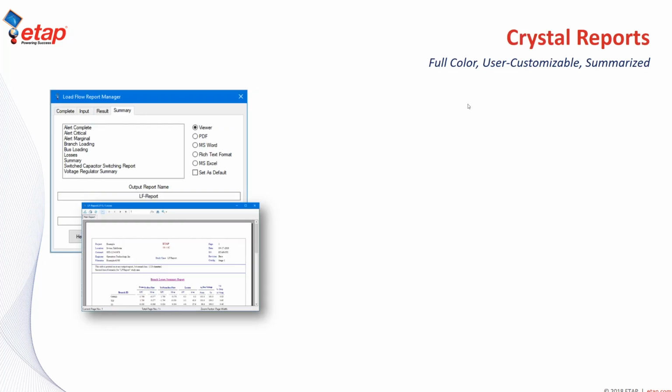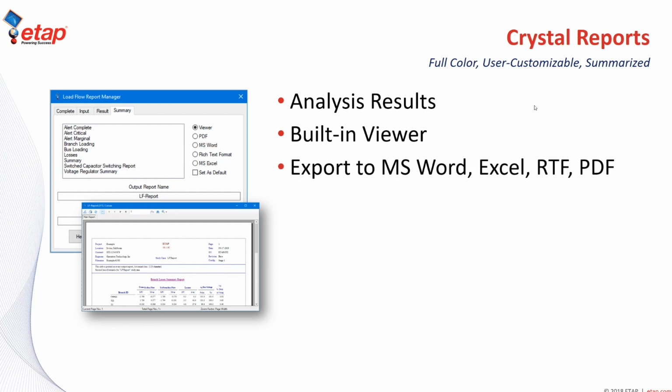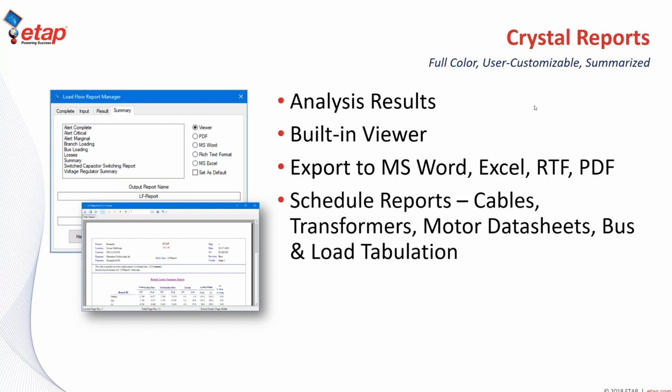So let's talk about Crystal reports, which are full color, user customizable, and summarized tabular reports. The Crystal reports includes analysis results such as load flow, short circuit, and so on. It features a built-in viewer that allows you to very quickly navigate through various pages. You're able to export this information to Microsoft Word, Excel, rich text format, PDF, whatever your word processor or viewer of choice is. You can also generate schedule reports such as cables, transformers, bus and load tabulation information.